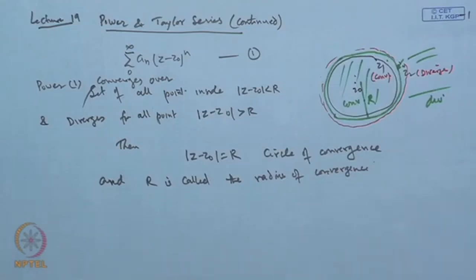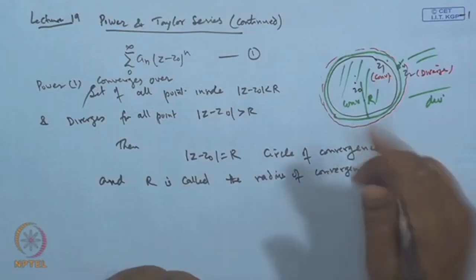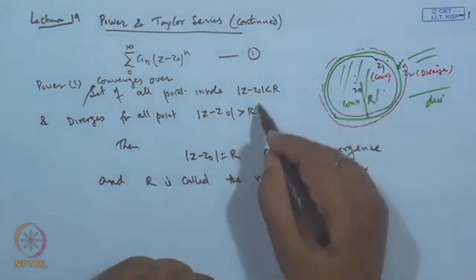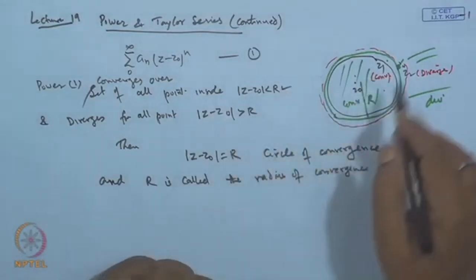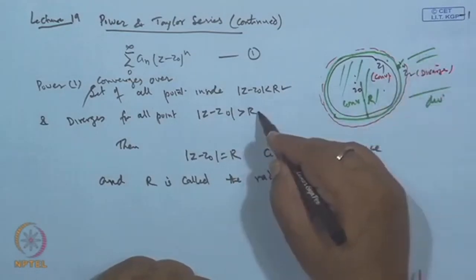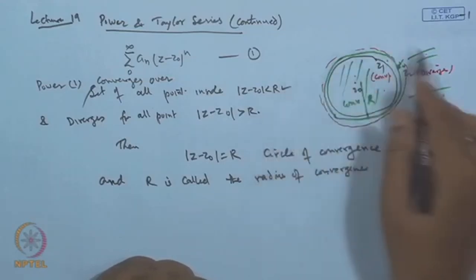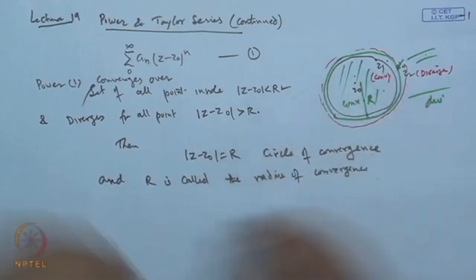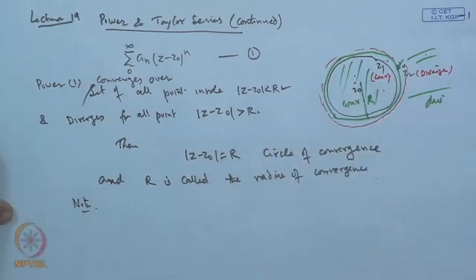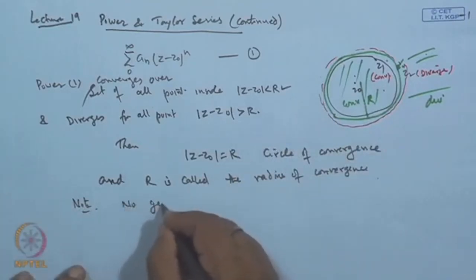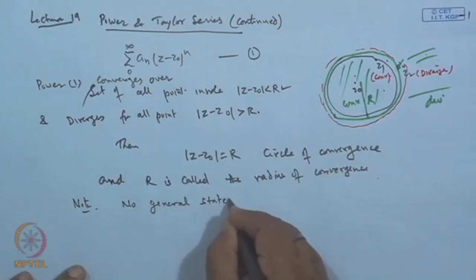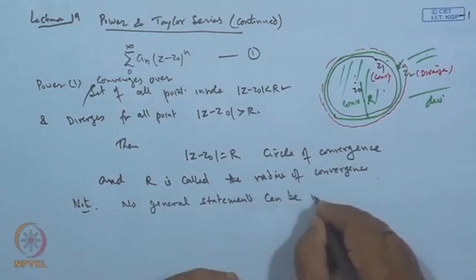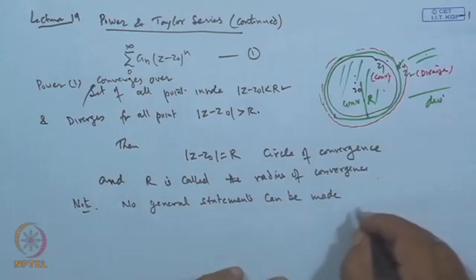Now we have seen that if r is the radius of convergence, then all the points inside the region mod z minus z naught less than r, the series will be convergent, and the points outside, mod z minus z naught greater than r, will diverge. What about the points on the boundary, on the circumference? Nothing can be said; no general statements can be made about the convergence of a power series there.